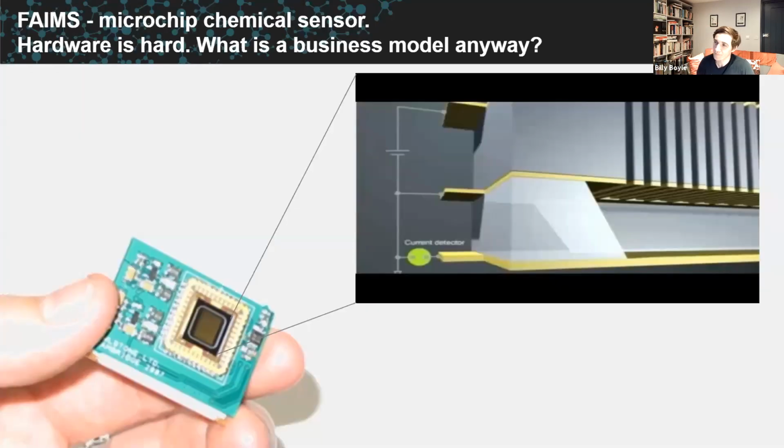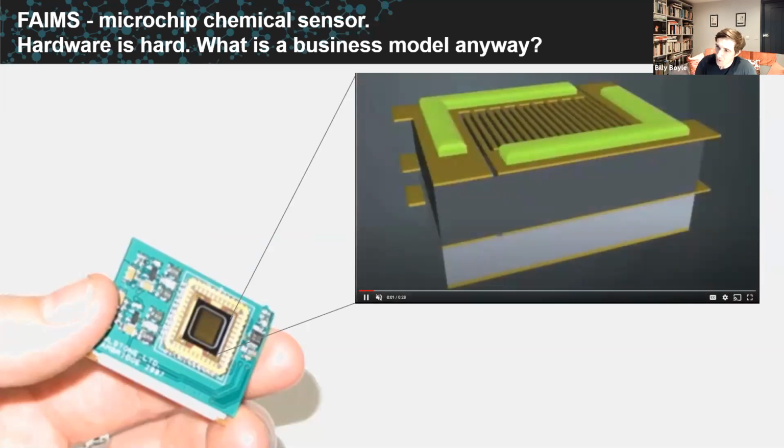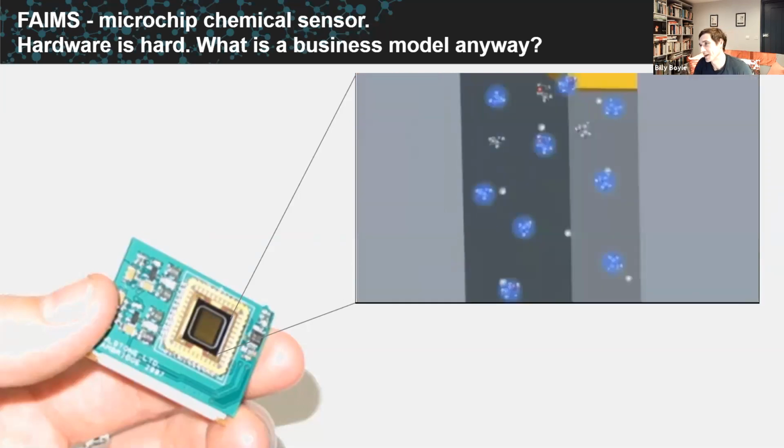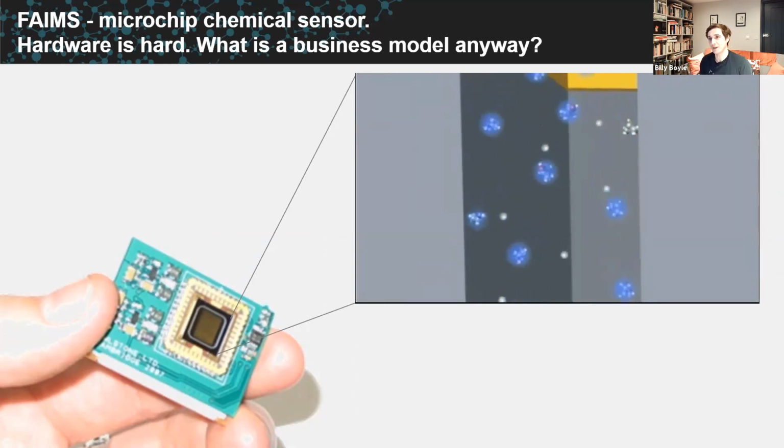So the heart of the sensor technology, and because this is an IET talk, I did want to talk about it in a bit more detail. It is this reprogrammable chemical sensor, and it acts a bit like a filter.